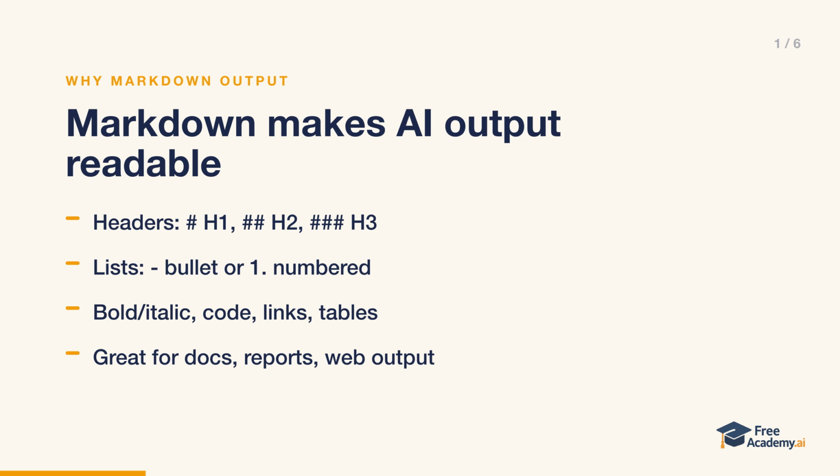When you ask an AI for output, the format matters as much as the words. Markdown is a simple way to get readable, well-structured results that are perfect for documentation, reports, and anything that gets rendered in a web interface. The building blocks are easy to remember.